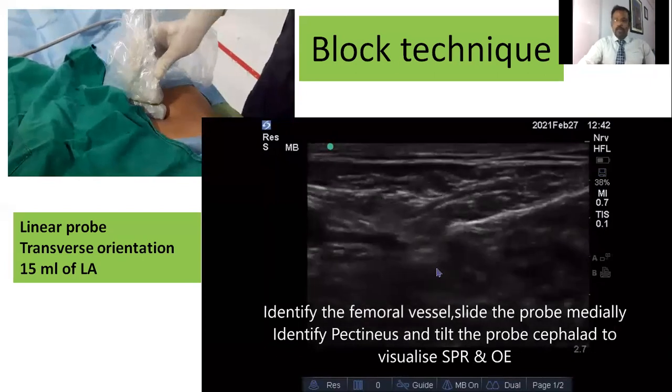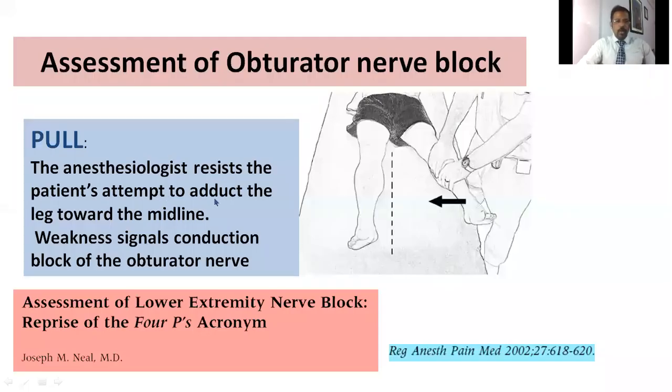Now coming to the assessment by another P, that is pull. The anesthesiologist resists the patient's attempt to adduct the leg towards midline. If there is a weakness, it means your obturator nerve is blocked.